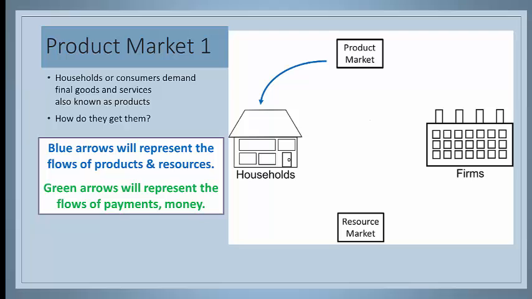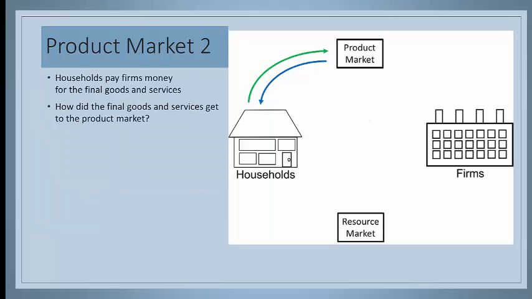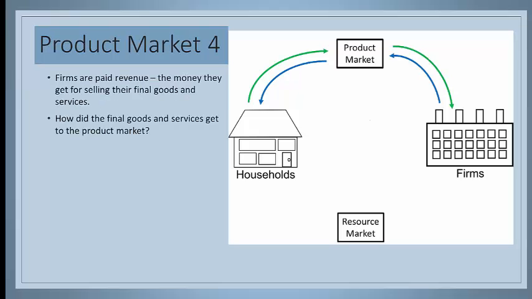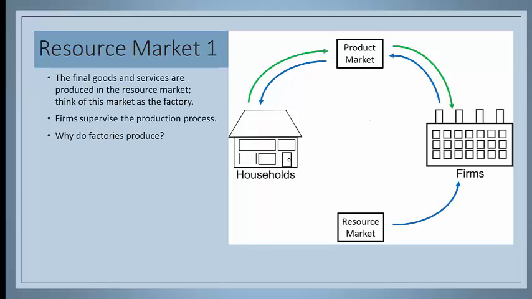Ask students how we get products. We pay for them. How did the final products get to the store? Firms order them to be shipped there in hopes of getting a profit. What do they get for their products? The money that firms receive from selling the product is called revenue. How did the products get to the product market? They were produced in the factor or resource market, similar to a factory. The firm supervised the process.